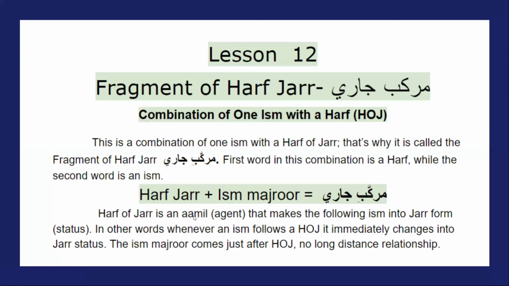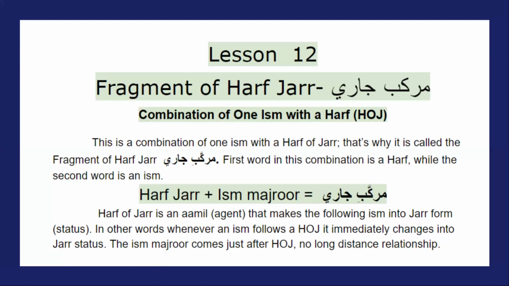This harf of jar is an amil, like it acts on the word coming after. So it's an amil, an agent that makes the following ism into jar form. In other words, whenever an ism follows a harf of jar, it immediately changes into jar status. The ism majroor comes just after harf of jar. Like in an ayat or an Arabic sentence, the ism majroor comes just after harf of jar. No long distance relationship.